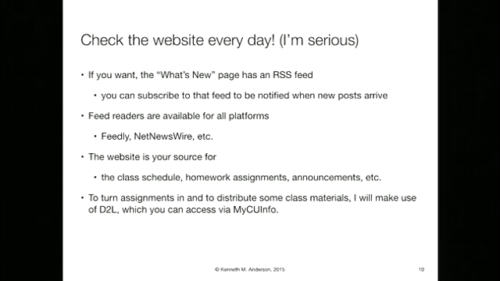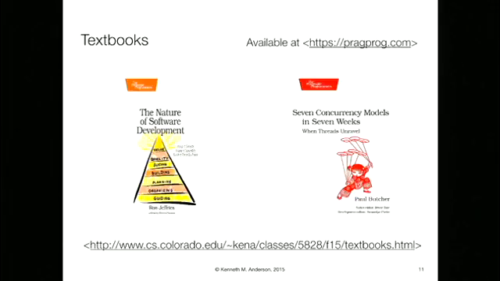Okay, the textbooks this semester are going to be these two, they're both from Pragmatic Programmer, and you can get just PDF-only versions. That's what I actually have. I don't have the hard copies for either of them. But they're available at pragprog.com. And the first one is called The Nature of Software Development by Ron Jeffries, and the other one is Seven Concurrency Models in Seven Weeks.